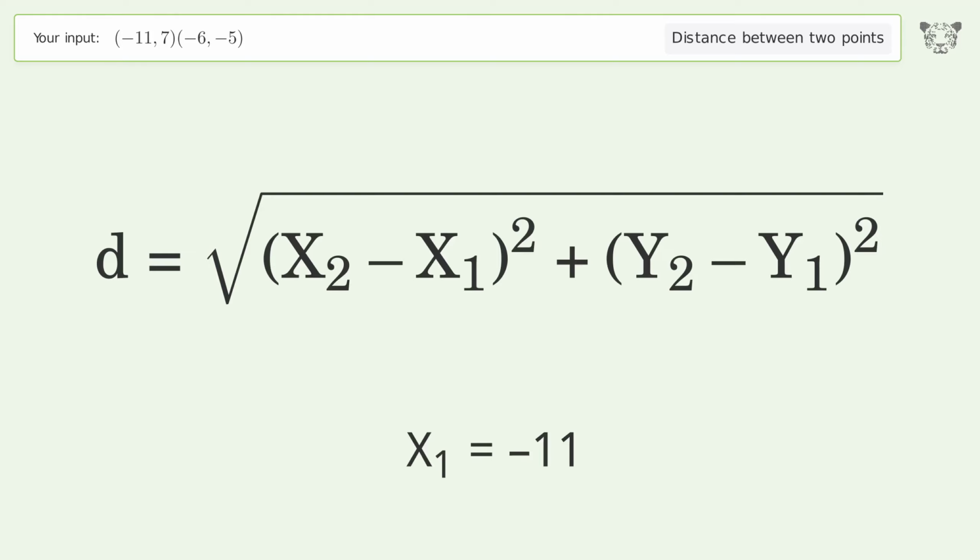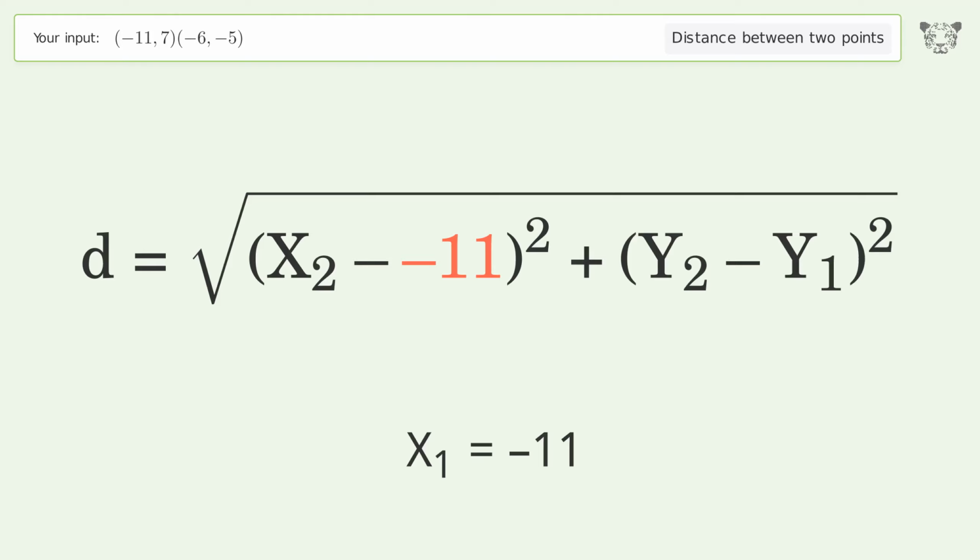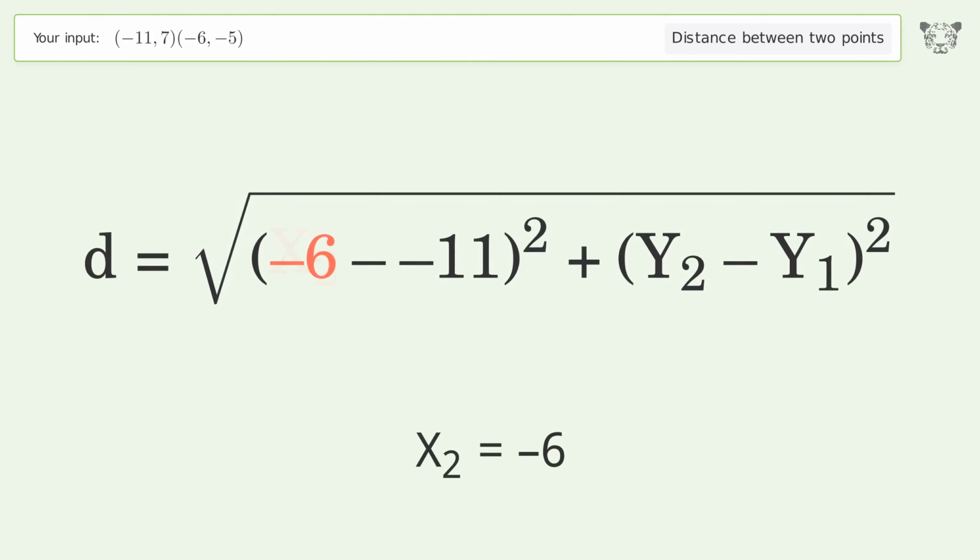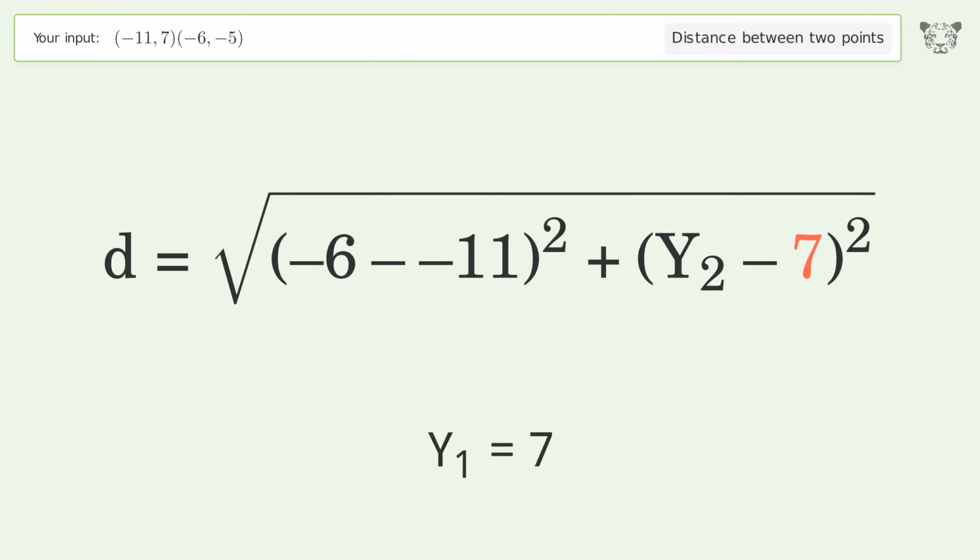x1 equals -11. x2 equals -6. y1 equals 7. y2 equals -5.